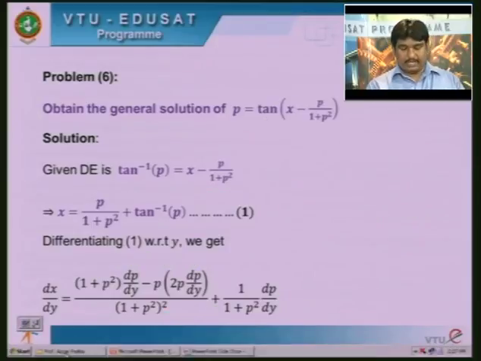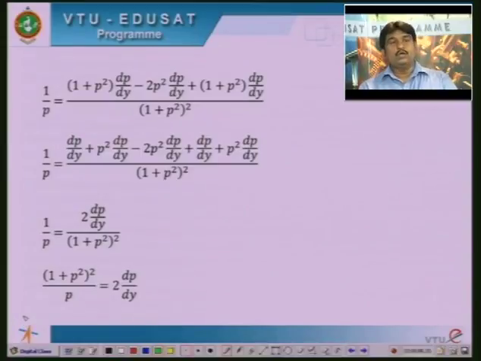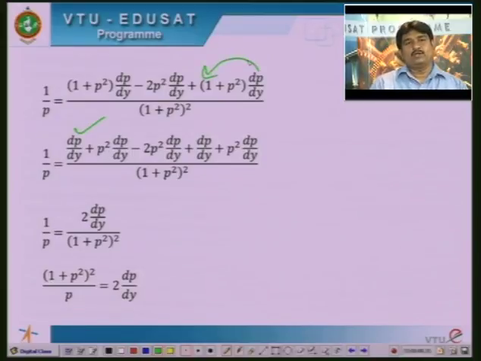Now write dx by dy as 1 by p and simplify this. 1 by p equals 1 by p square into dp by dy minus 2p square into dp by dy plus 1 plus p square into dp by dy divided by 1 plus p square the whole square. Simplify this. 1 by p equals, multiplying out, dp by dy into 1 is dp by dy plus p square into dp by dy minus 2p square dp by dy plus multiply dp by dy into 1 plus p square into dp by dy divided by 1 plus p square the whole square.